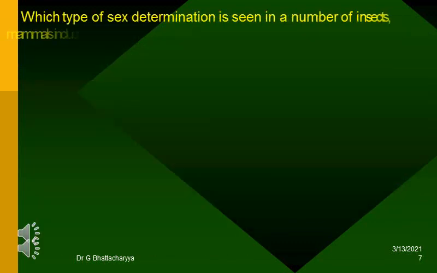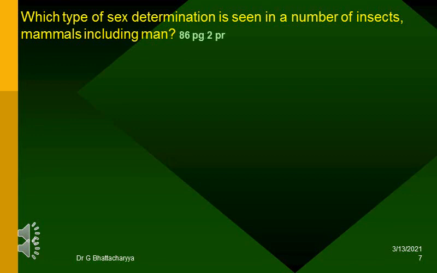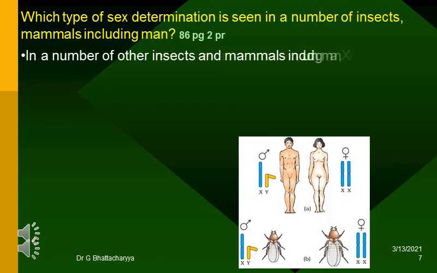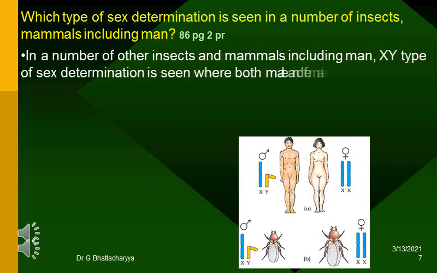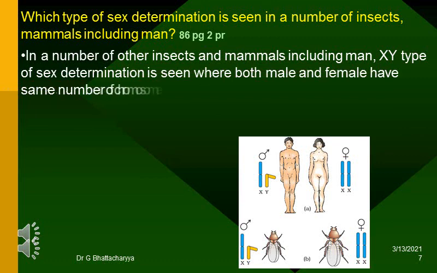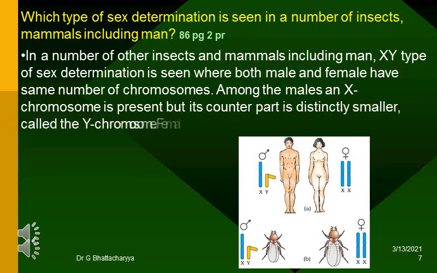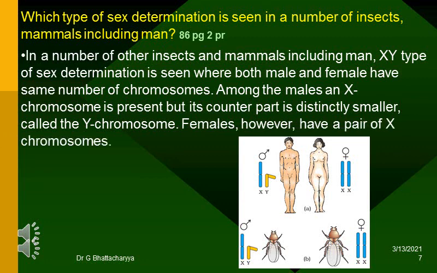Which type of sex determination is seen in a number of insects and mammals including man? XY type of sex determination is seen, where both male and female have the same number of chromosomes. Among the males an X chromosome is present but its counterpart is distinctly smaller, called the Y chromosome. Females, however, have a pair of X chromosomes.